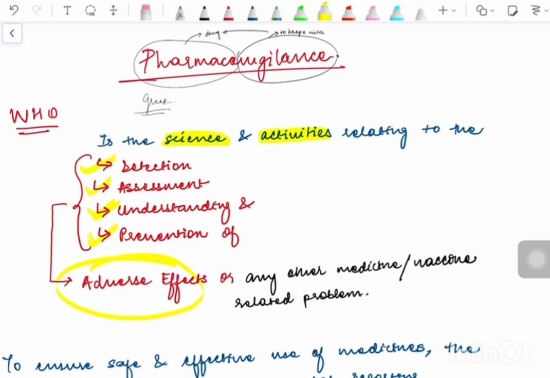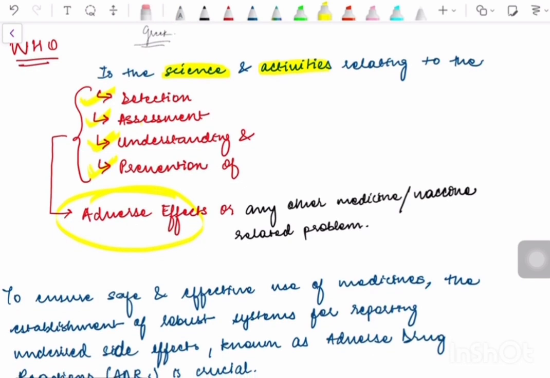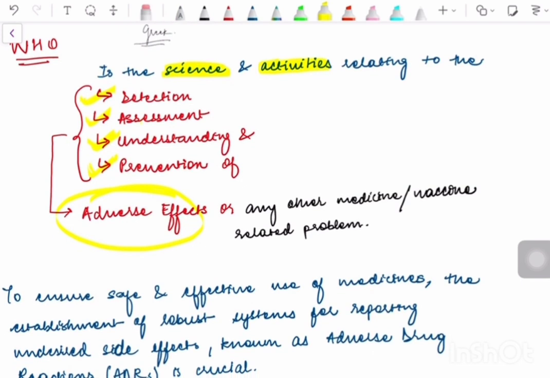So all medicines and vaccines undergo rigorous testing for safety and efficacy through clinical trials. I have put videos regarding clinical trials and drug development also. You can watch them. Through clinical trials, before they are authorized for use, we all know that they undergo very rigorous trials when they are given for drug approval to get marketing approval.